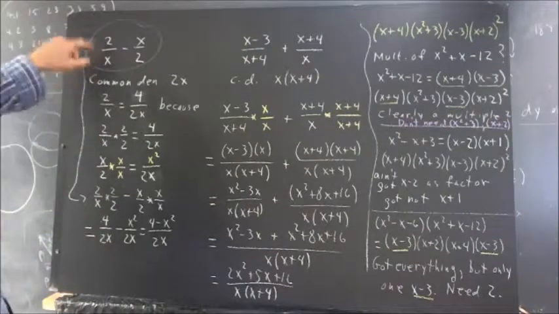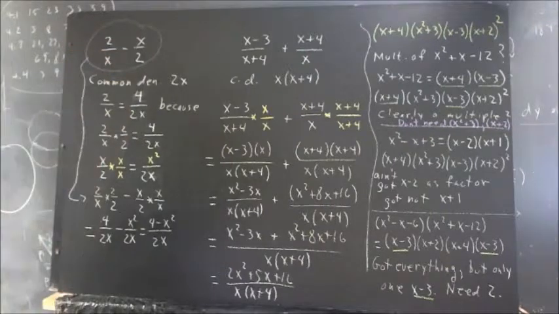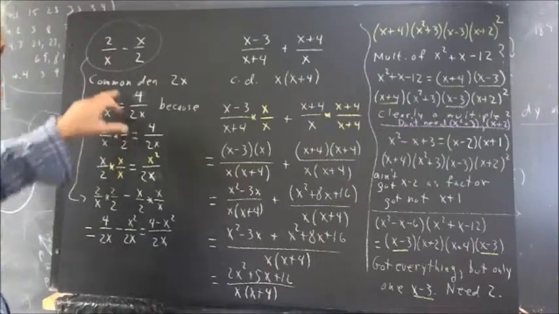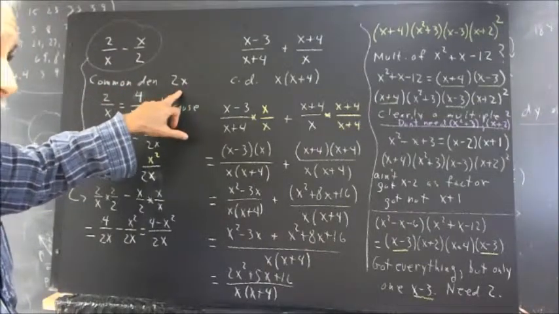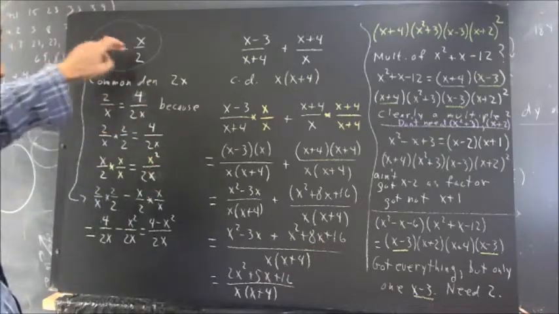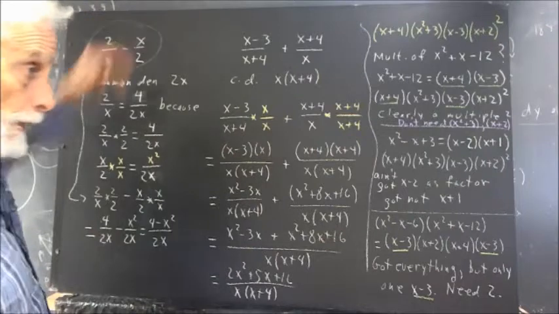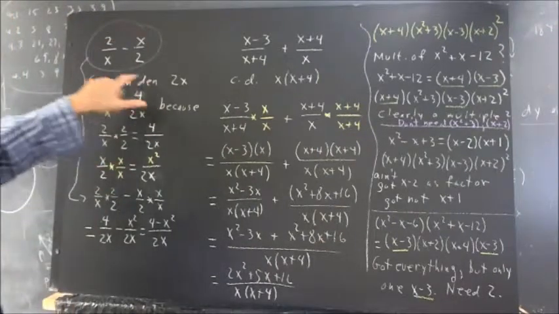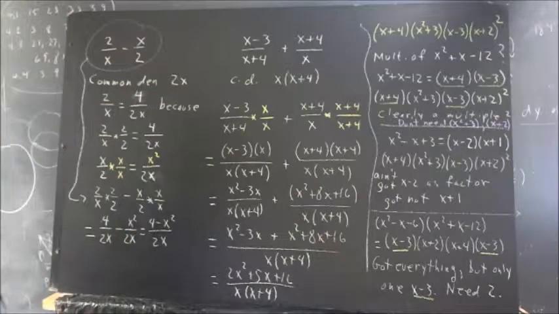Now we want to do the operation 2 over x minus x over 2. It's clear, I think everybody was on track with the idea that we need a common denominator here, and that the common denominator is 2x. We simply know when we add two fractions, we have to have a common denominator, and then we can add the numerators. Well, we have denominators x and 2, which means that 2x is a fairly obvious common denominator.